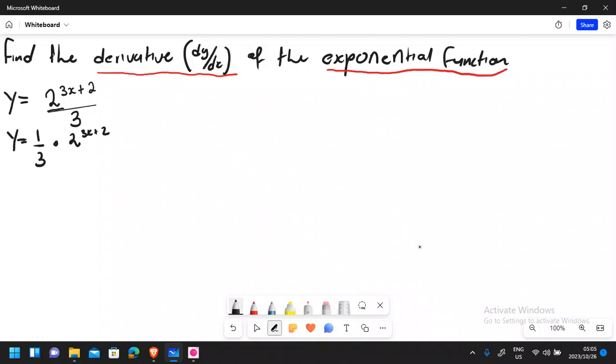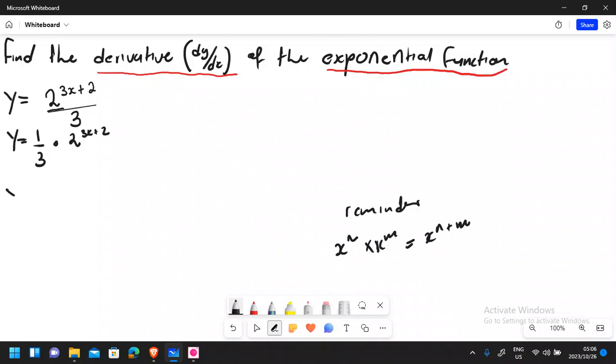Now if you still remember exponents, let me just remind you. We know that when the bases are the same and they're multiplying each other, the exponents will add. For example, if we have x to the power of n, multiplied by x to the power of m, the answer is gonna be x to the power of n plus m, right? So we need to do something here.